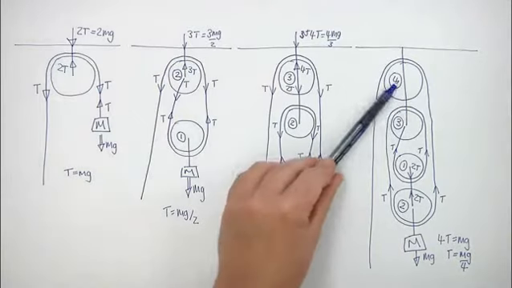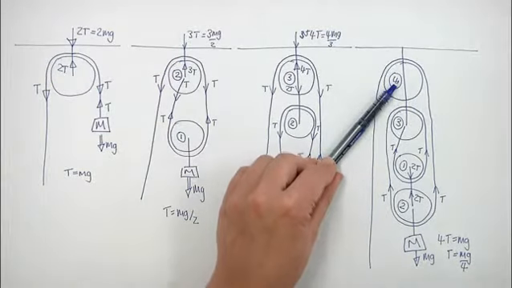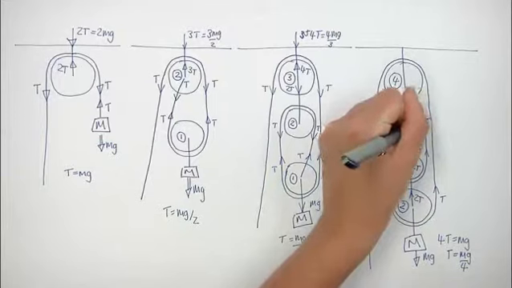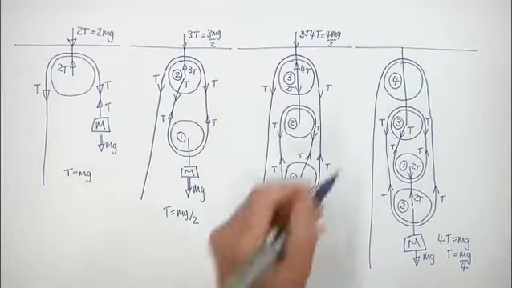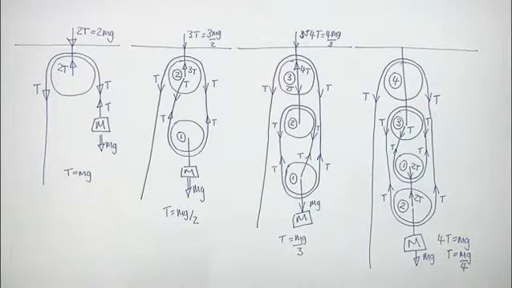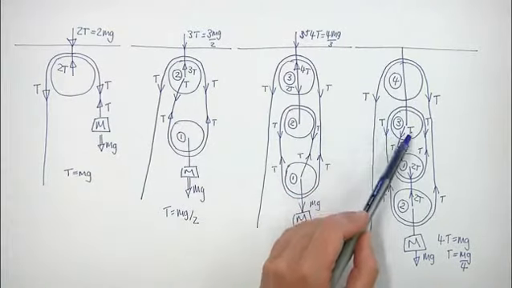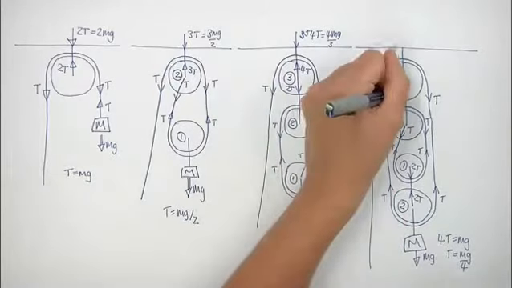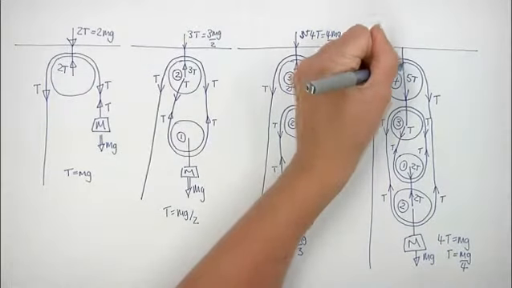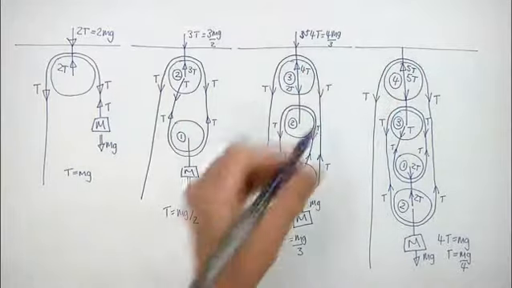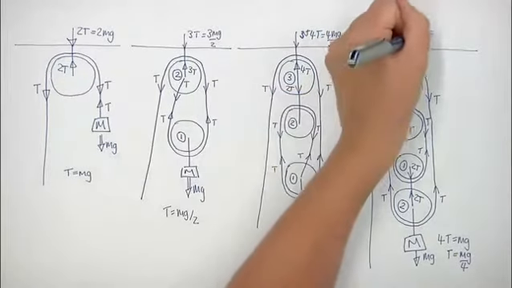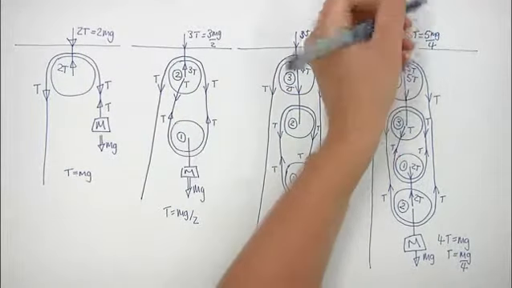The ceiling's holding up pulley number 4, which has the force of pulley number 3, plus the rope pulling it down. So the downwards force on pulley number 4 is 1, 2, 3, 4, 5T. So that means the upwards force provided by the ceiling is also 5T, and that means the downwards force on the ceiling is 5T, which equals 5mg divided by 4.